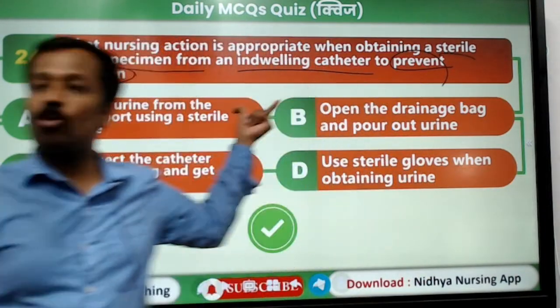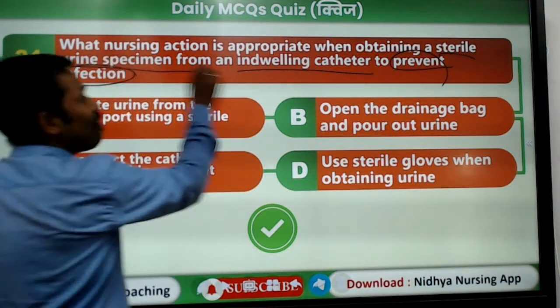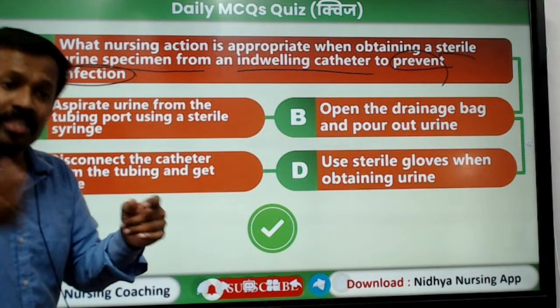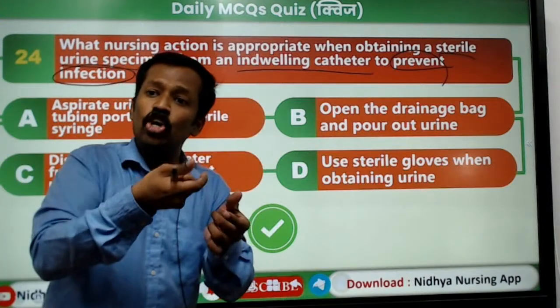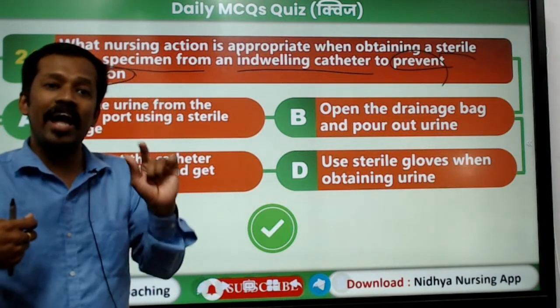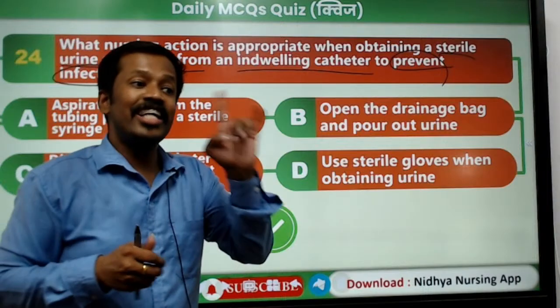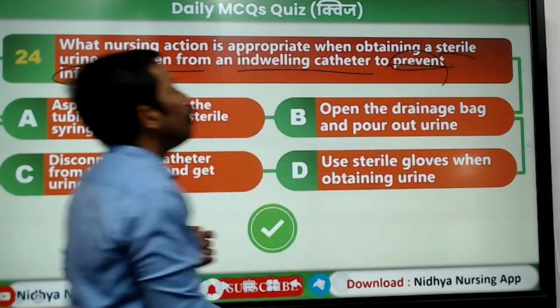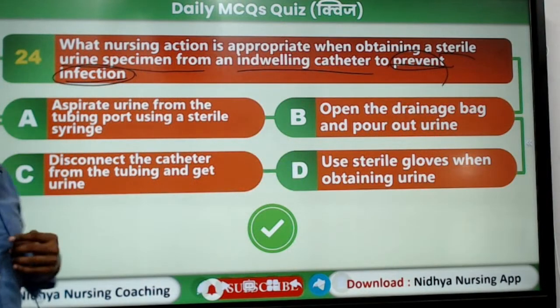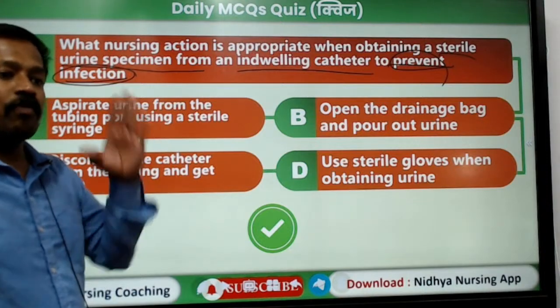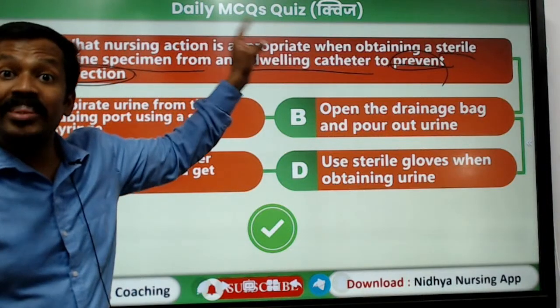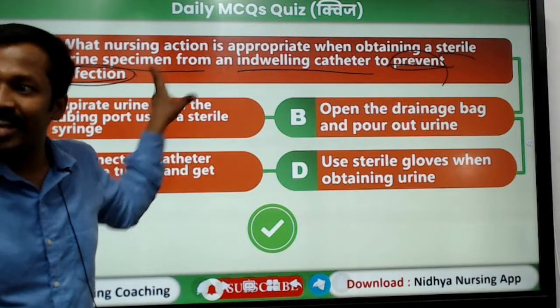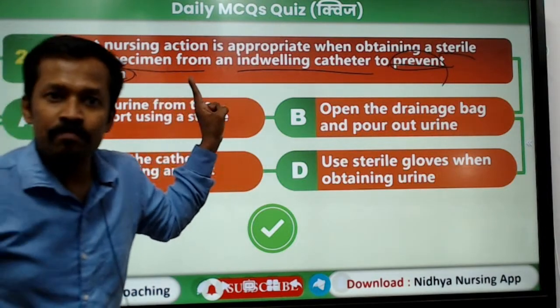So what is the question? A patient is having a Foley catheter and the nurse needs to collect a urine sample from it, but it has to be done preventing the infection. The first concern is the method of prevention of infection. That is the exact question. Have you got the meaning of the question?